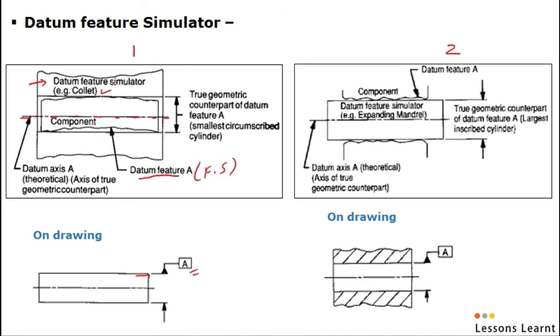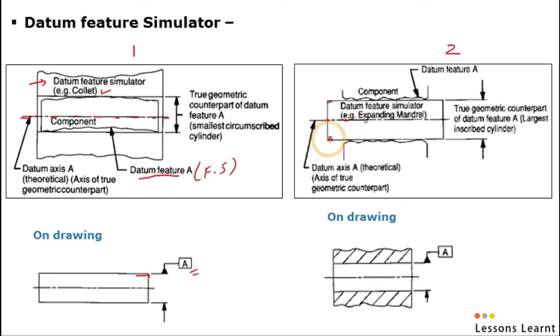On drawing we are giving datum like this, but this is actually our datum feature, which is driven by this datum feature simulator. Similarly, for example number 2, our component is the external part and we have the datum feature simulator as an internal part, which is a standard part, here a mandrel. This datum feature simulator, or mandrel, has a datum as an axis, because this axis is defining the surface of this mandrel.